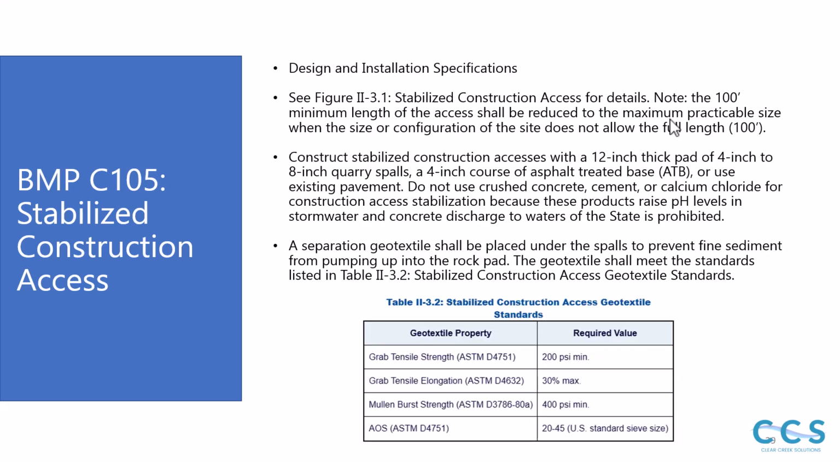So if we look at Figure 2.3.1, stabilized construction access, for details, you can find these tables in the manual. Some of them are quite large, and you're going to want to overview all of these different parameters there.